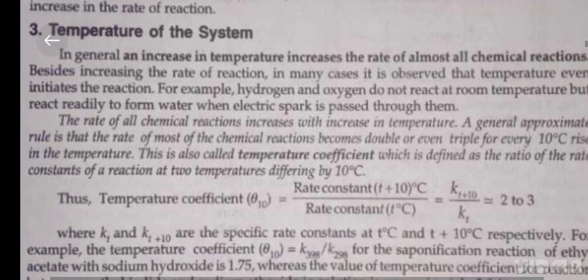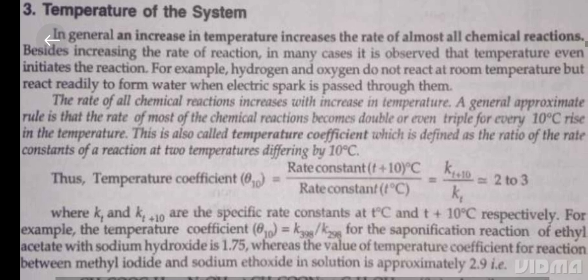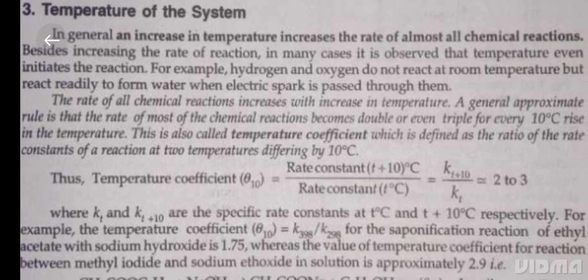Temperature of the system. In general, an increase in temperature increases the rate of almost all chemical reactions. Besides increasing the rate of reaction, in many cases it is observed that temperature even initiates the reaction. For example, hydrogen and oxygen do not react at room temperature but react readily to form water when an electric spark is passed through them. The rate of all chemical reactions increases with increase in temperature.